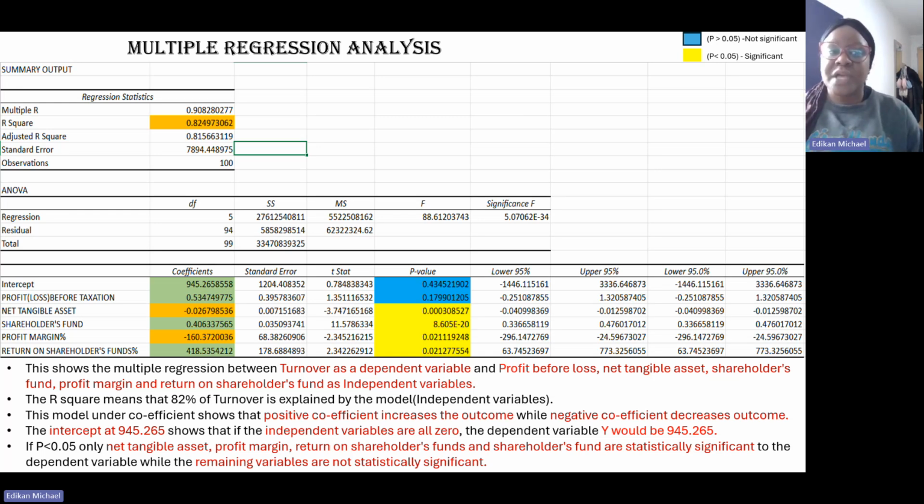Moving on to p-value. It can be seen that net tangible assets, shareholders funds, profit margin, and return on shareholders fund are statistically significant to my dependent variable, because they are significant predictors as they all have values that are lower than 0.05. However, we can see that profit before taxation is not statistically significant, meaning that it does not contribute much to predicting the dependent variable, because it has a number higher than 0.05.